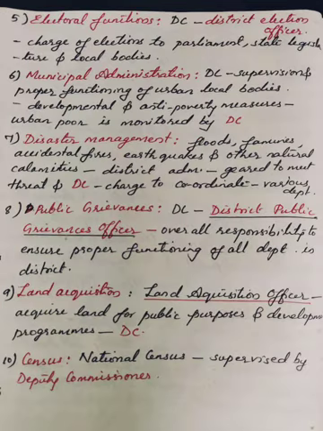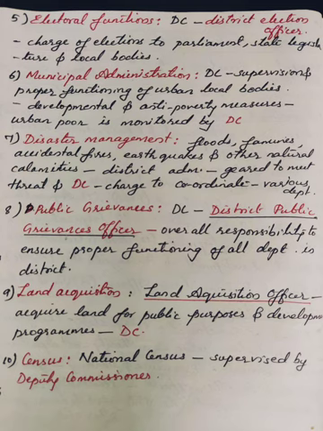Number 5, electoral function. The deputy commissioner, DC, is a district election officer. Remember this. He is in charge of elections to parliament, state legislature and local bodies. Number 6, municipal administration. The DC is generally responsible for the supervision and proper functioning of urban local bodies. Since it is municipal administration, obviously the DC will look after the functioning of urban local bodies. The implementation of various developmental and anti-poverty measures for the urban poor is monitored by the DC.